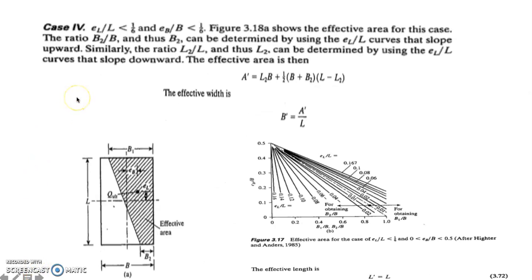For case 4, it states that E sub L over L is less than 1/6 and E sub B over B is less than 1/6. So for this one, you have your A prime, which is given by this equation. So our effective width is this equivalent expression. You have to take note of this. This is our position illustration for the effective area for case number 4.